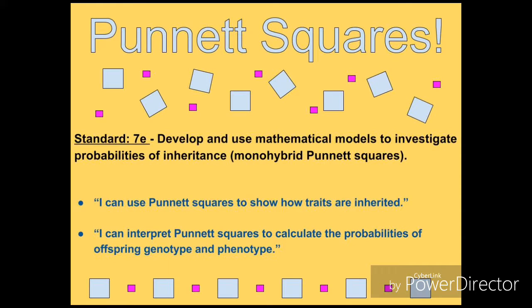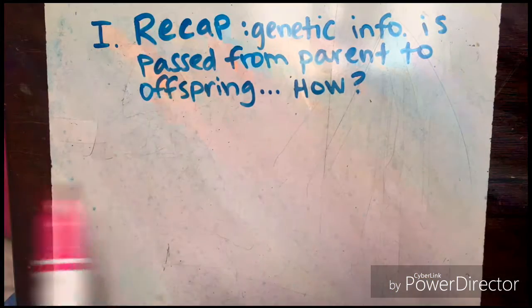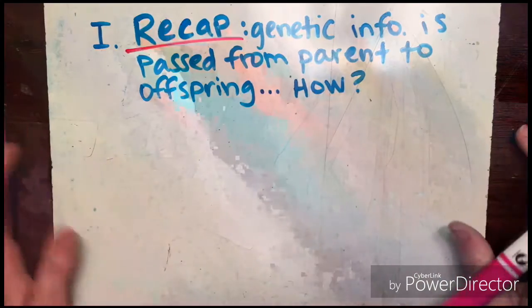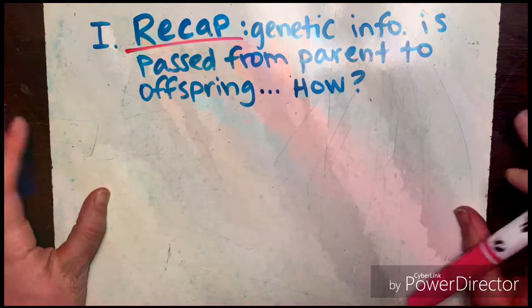Specifically, I will be focusing on Gwinnett County Standard 7E, which requires students to develop and use mathematical models to investigate probabilities of inheritance. So at the end of this lesson, students should be able to use Punnett squares to show how traits are inherited, and they should be able to interpret these Punnett squares to calculate probabilities of offspring's genotypes and phenotypes.